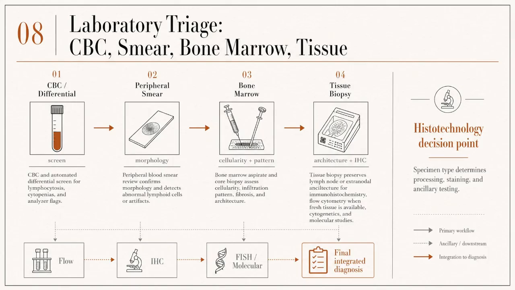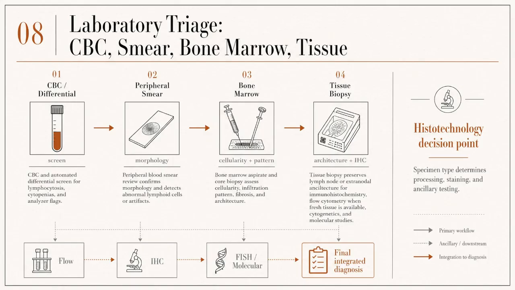This overview of laboratory triage sets the foundation for our deeper exploration of mature lymphoid neoplasms. Understanding how specimen type guides diagnostic workflow and testing modalities is essential for appreciating the complexities of lymphoma diagnosis and the pivotal role histotechnology plays in ensuring diagnostic precision. Next, we will examine the quality control measures and histotechnology techniques that preserve tissue integrity and optimize diagnostic yield in lymphoid neoplasm evaluation.